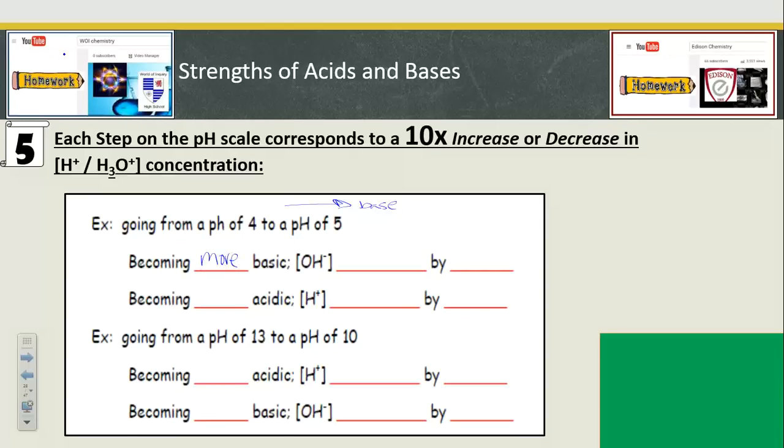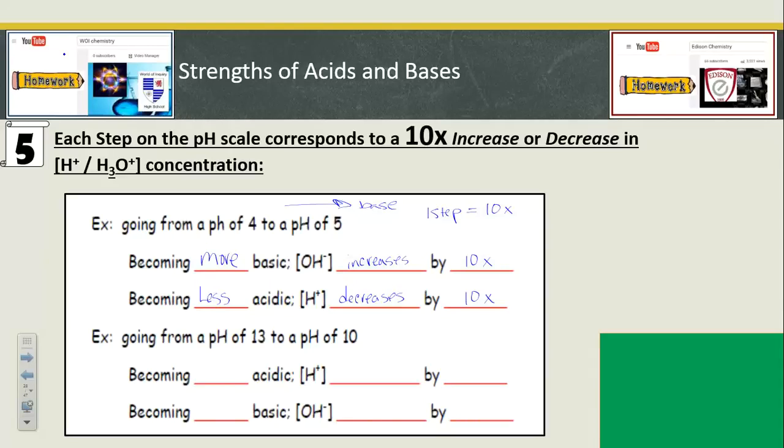And since we had a one step change, which equals 10x, the hydroxide concentration increases by 10x. Now, at the same time a solution becomes more basic, it becomes less acidic because you can't really have both at the same time. So the H+ concentration decreases by 10x. Now, a different solution will have a different pH change.